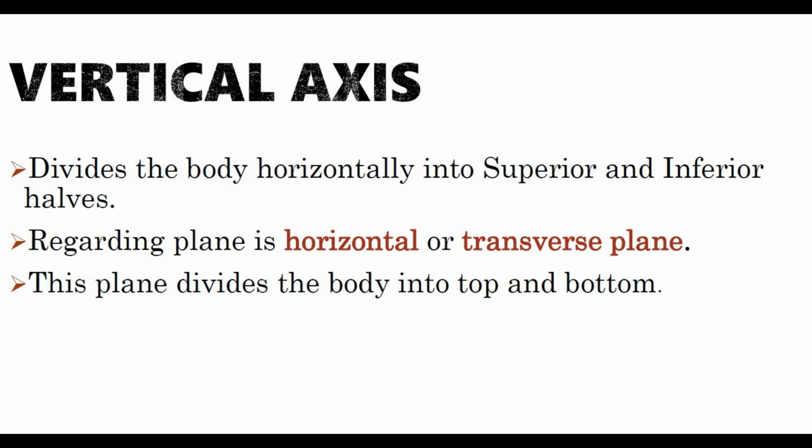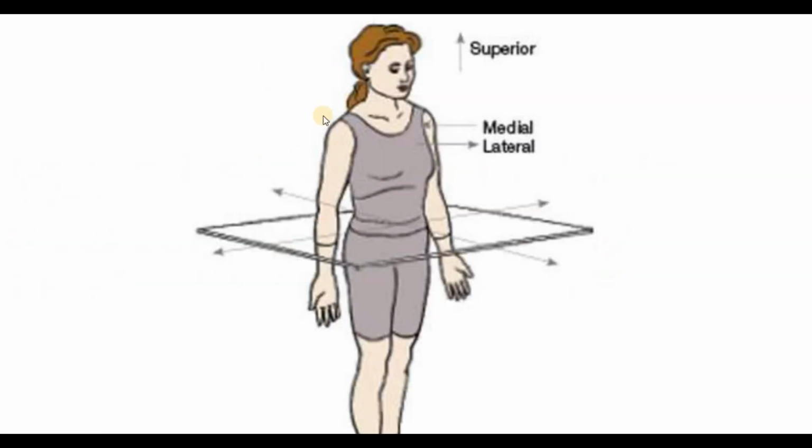Moving to the vertical axis here, which divides the body horizontally into superior and inferior halves. Regarding the plane, the perpendicular planes are horizontal or transverse plane. This plane divides the body into top and bottom. So the vertical axis, if you draw a line from here to here, like a straight line, it will be perpendicular to this transverse plane. Okay.